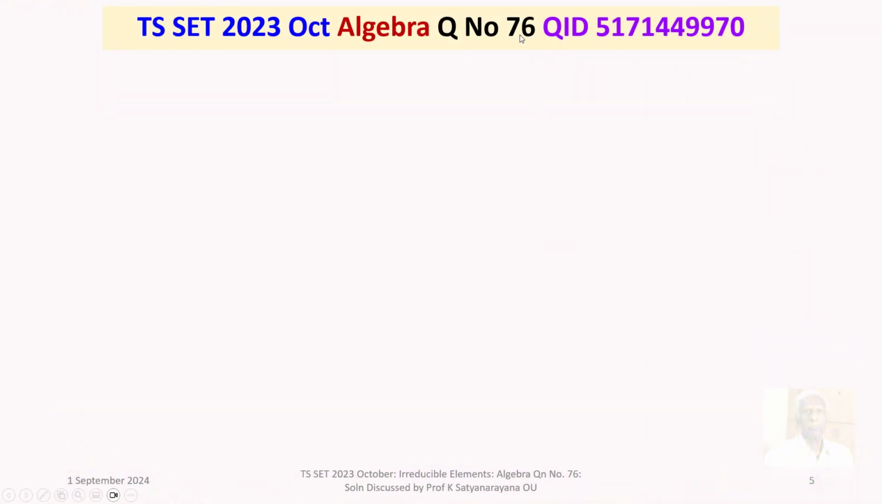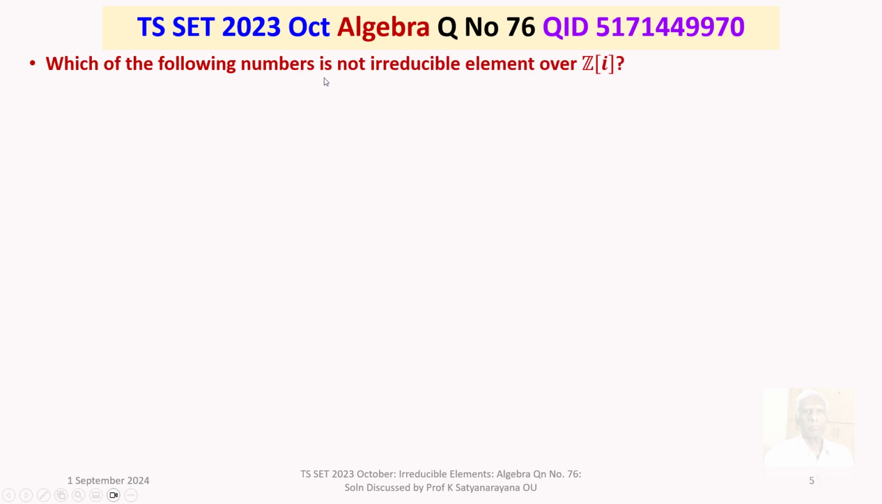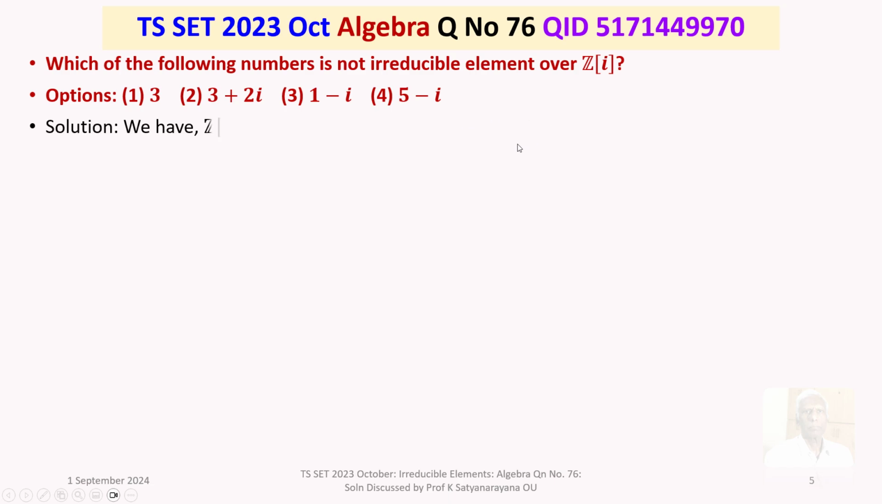This is the question number 76 with this question ID. The given question is, which of the following numbers is not an irreducible element over Z[i]? We are given 4 options. Option 1, 3. Option 2, 3 plus 2i. Option 3, 1 minus i. Option 4, 5 minus i. Let's now discuss the solution of the problem in detail.